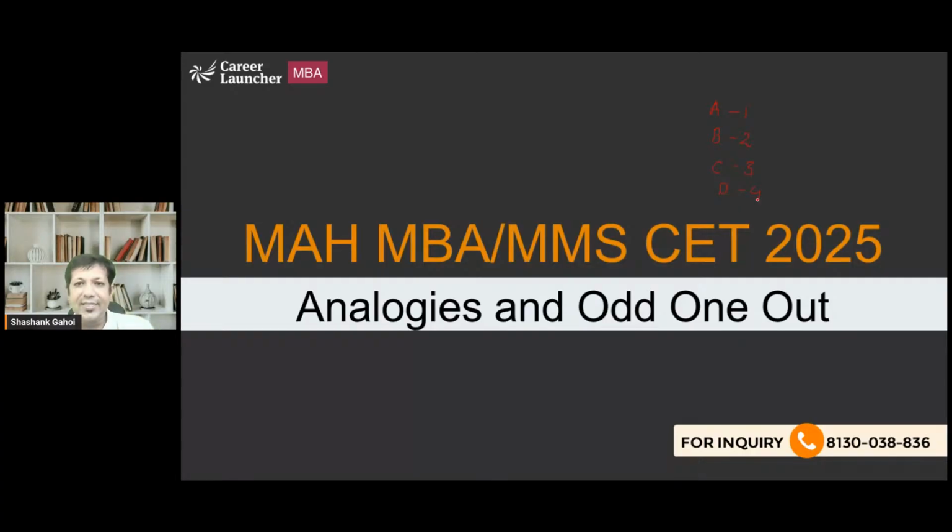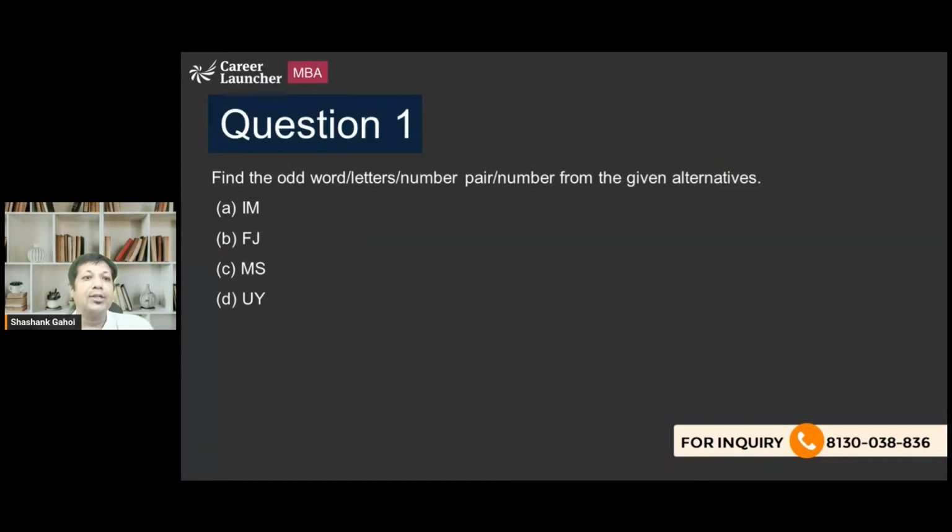Okay, so now let's see a few questions. Find the odd word, letter, number from the given alternatives. I am directly going to write down everything. So I is 9, M is 13. I think the color is not good, so I'll change the color. So I is 9 and M is 13. This is what we know.